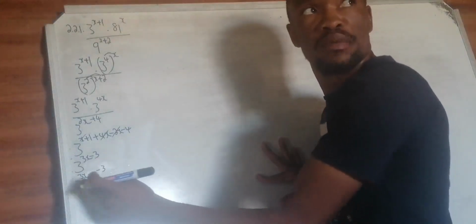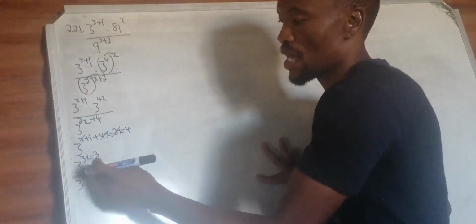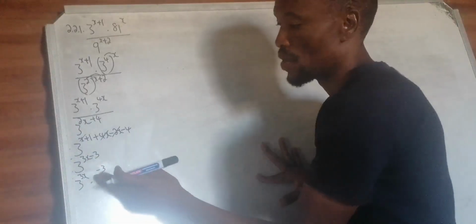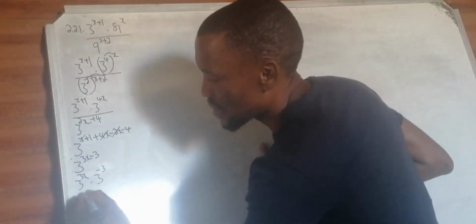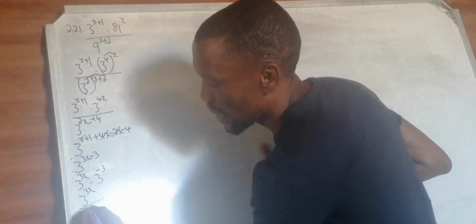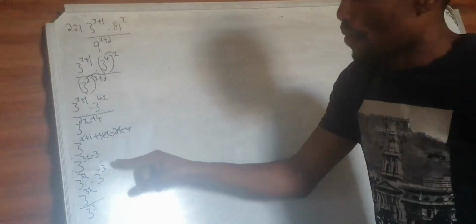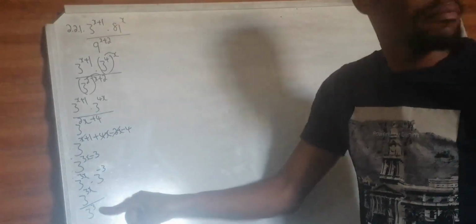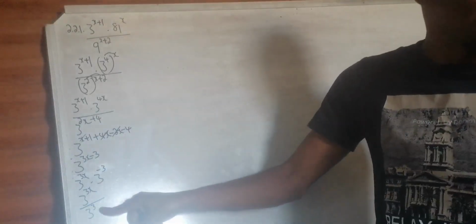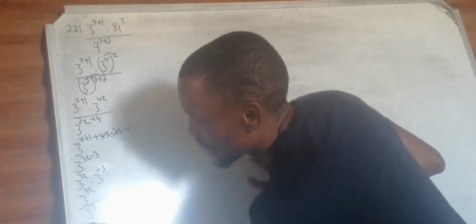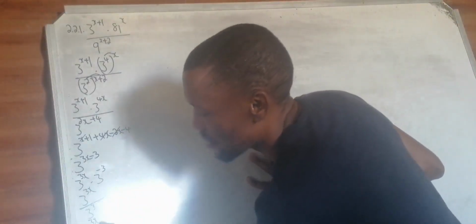Because when we multiply numbers of the same base, we add the exponents. Then this is 3 to the 3x over 3 to exponent 3. Because remember the exponent is positive. Then 3 to the 3x divided by 27. Because 3 to exponent 3, the answer is 27.